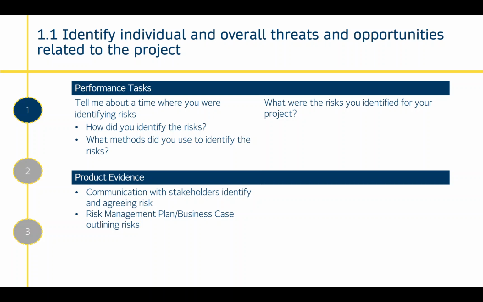Performance-wise, you want to be reflecting on a time when you were identifying risks. How did you identify the risks? What methods did you use? And what were the risks that you identified for your project? Product evidence for this would be communication with stakeholders, if that was the technique used to identify and agree risk. If you used lessons learned from a previous project, that documentation may be product evidence as well. Your risk management plan or your business case, where you're outlining risks, could also be used as product evidence.